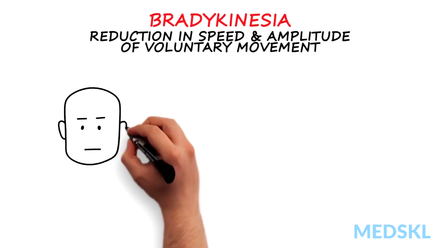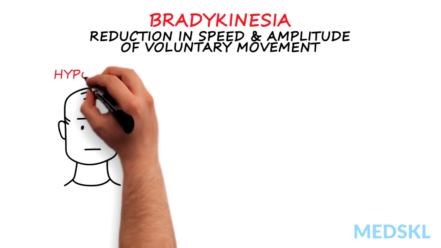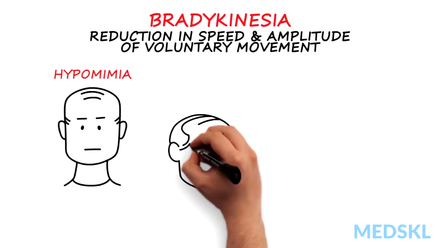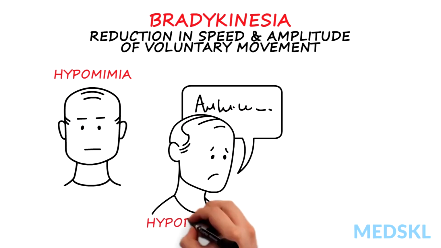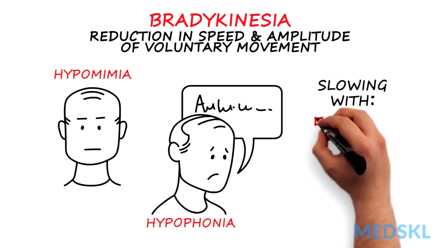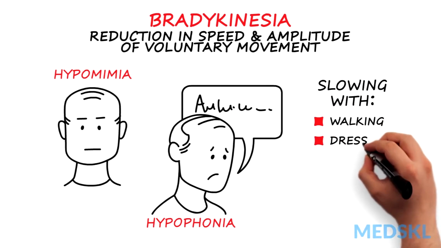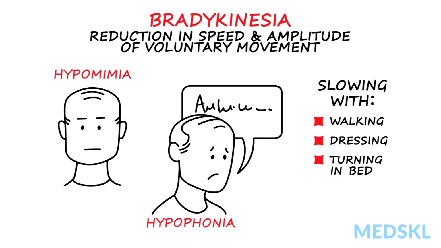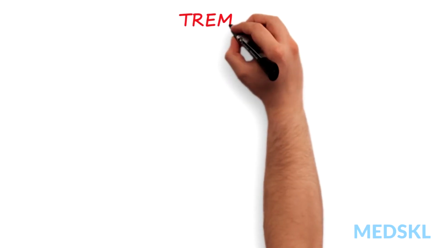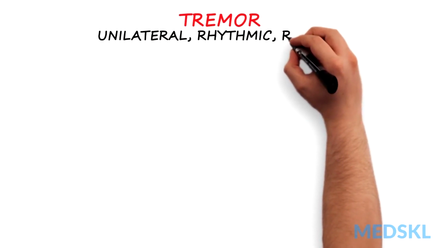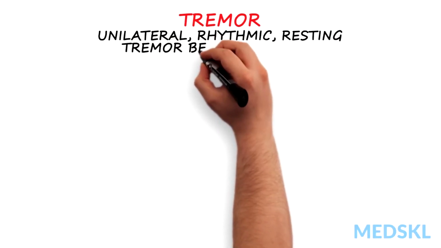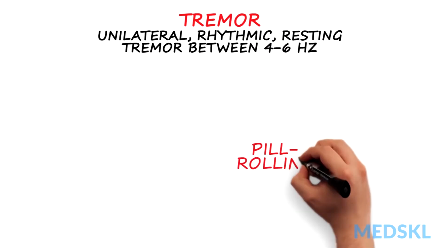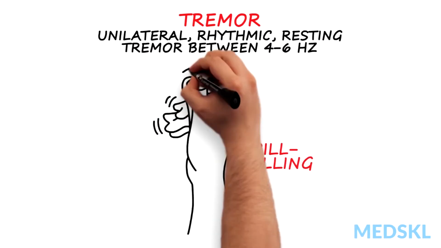Bradykinesia is also manifested as a loss of facial expression, or hypomimia, reduced vocal volume, or hypophonia, and slowing with a variety of other activities including walking, dressing, and turning in bed. The tremor in PD is typically a unilateral, rhythmic, resting tremor between 4 to 6 Hz and can classically start as a pill rolling tremor of the thumb and forefinger.